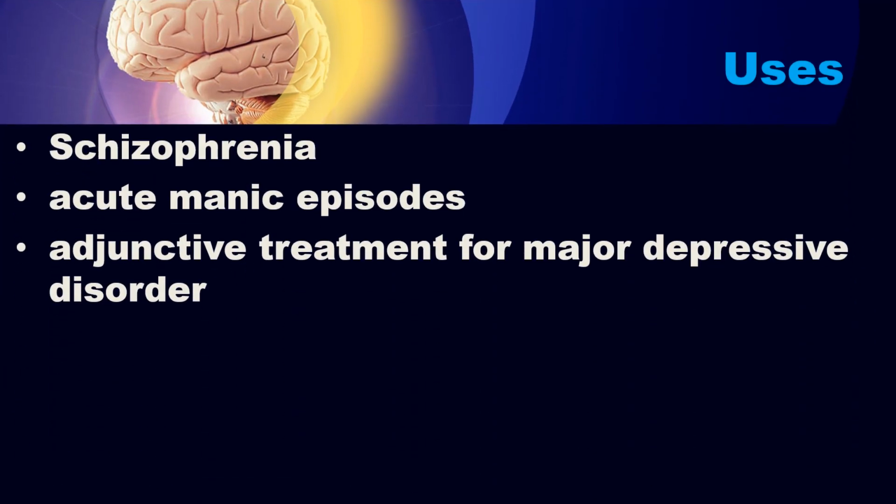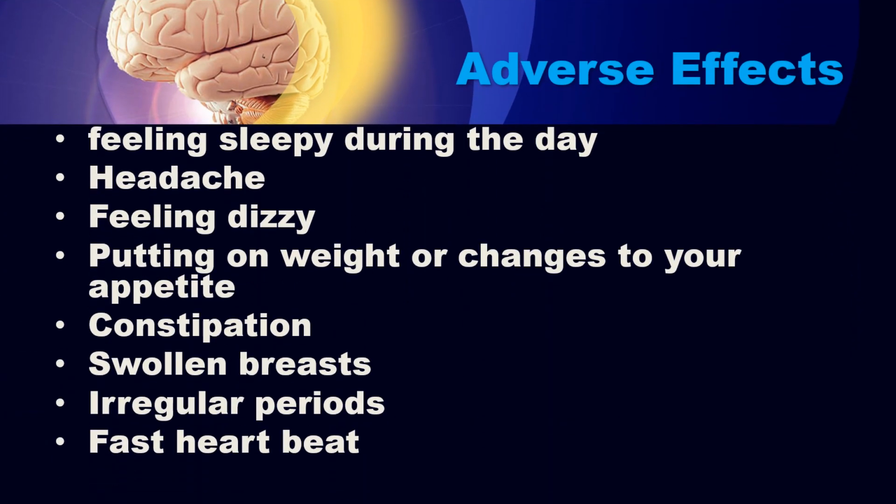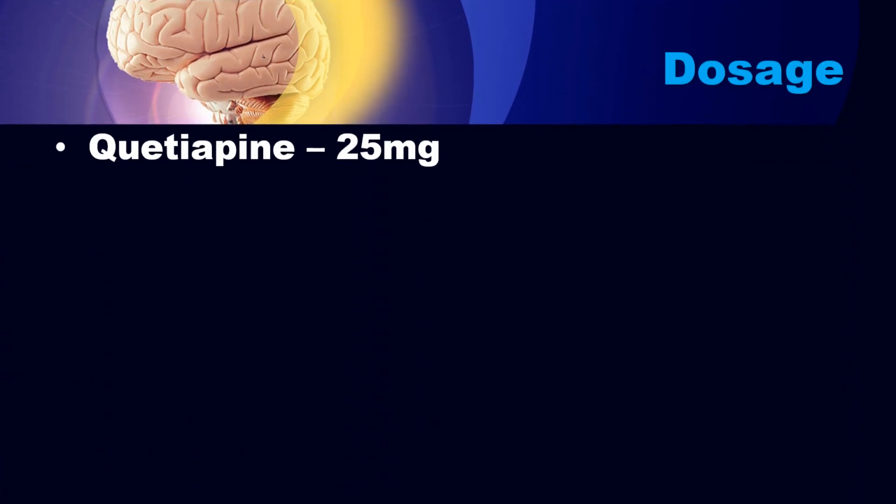Uses. It's been used for schizophrenia, acute manic episodes and adjunctive treatment for major depressive disorder. Adverse effects. Feeling sleepy during the day, headache, feeling dizzy, putting on weight or changes to the appetite, constipation, swollen breasts, irregular periods and fast heartbeat are the adverse effects of this drug. Dosage. Quetiapine 25 mg.